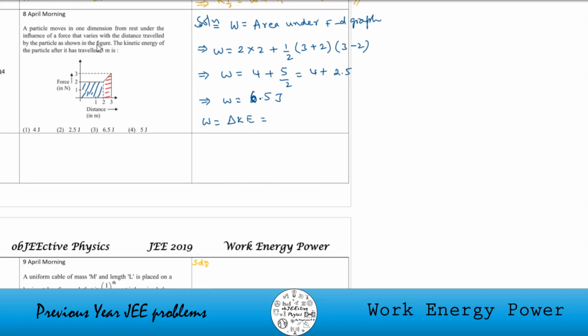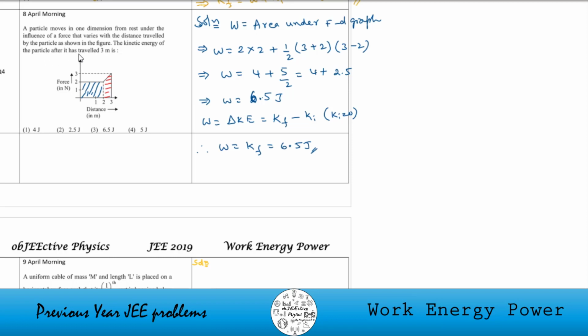Here in this question, the particle moves in one dimension from rest. So initial velocity is 0. So therefore initial kinetic energy is also equal to 0. So Ki is equal to 0. Therefore W is equal to Kf is equal to 6.5 joules. That is kinetic energy at 3 meters.